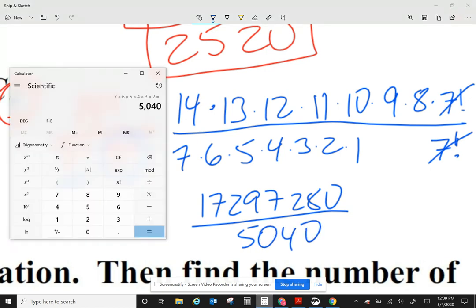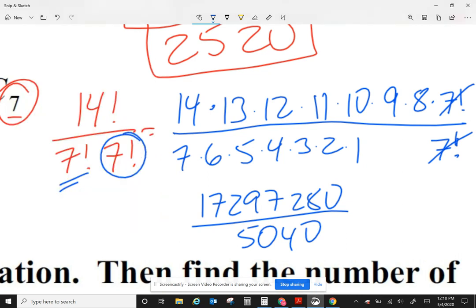All right, so going back on the top, I have 17,297,280 divided by 5,040. And it gives me my answer: 3,432.